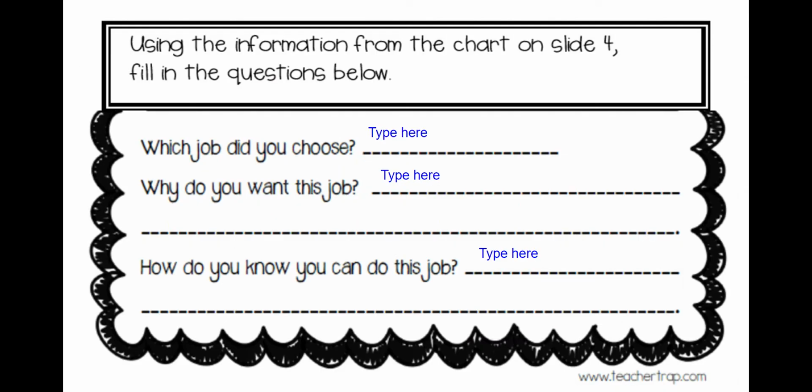On the bottom half of the paper or on the next slide of the online part is a few questions. They want you to tell us, which job did you want? So that's the one that you circled, right? Which job did you choose? Why do you want this job? What was it in the descriptions that made you go, ooh, yes? Was it the money? Was it the things that you got to do? Was it the characteristics that they said would be good for that job?